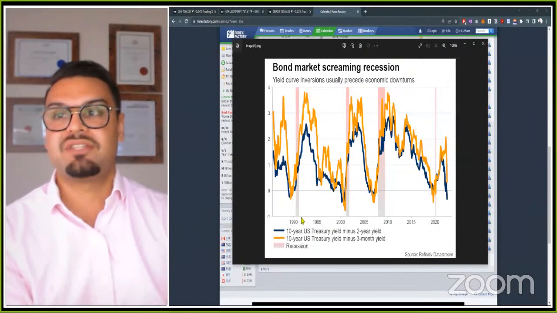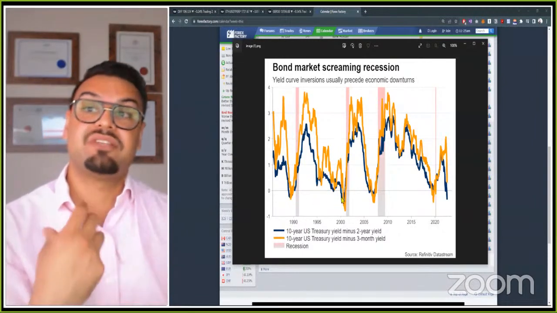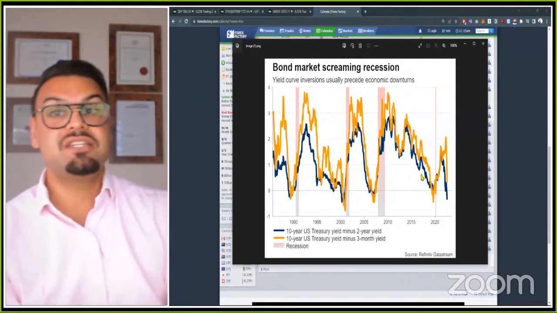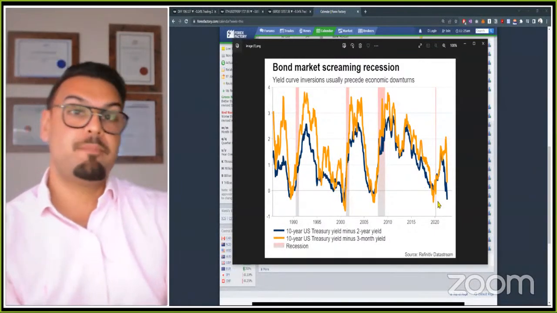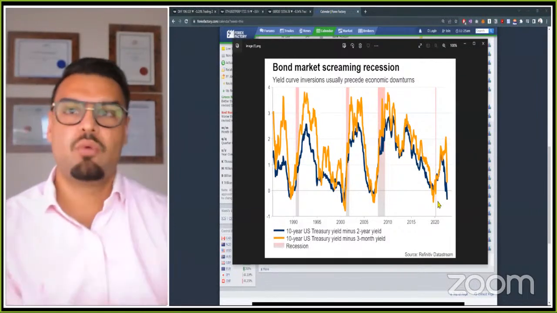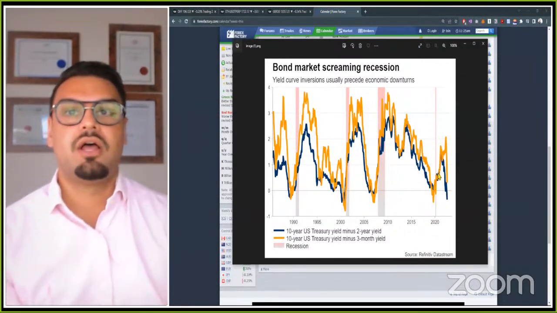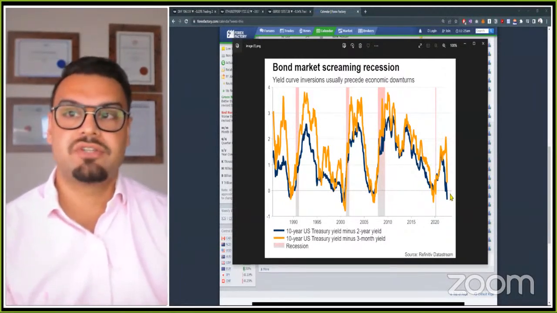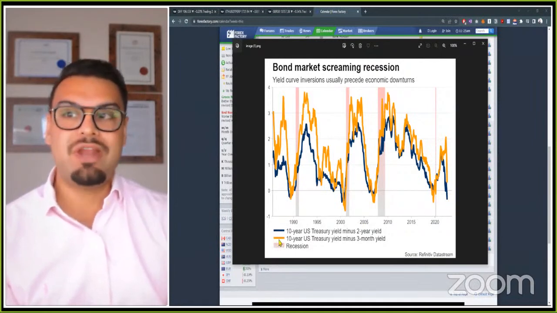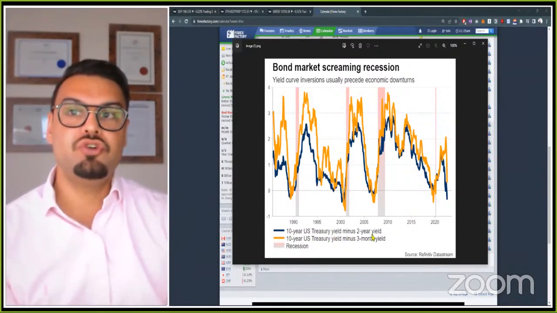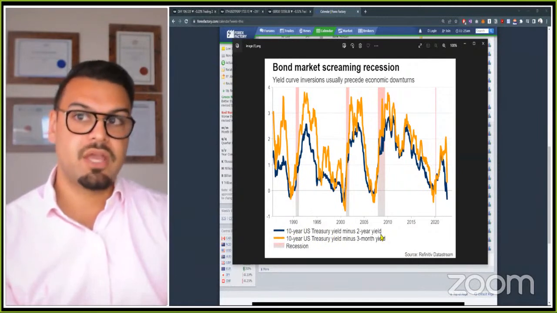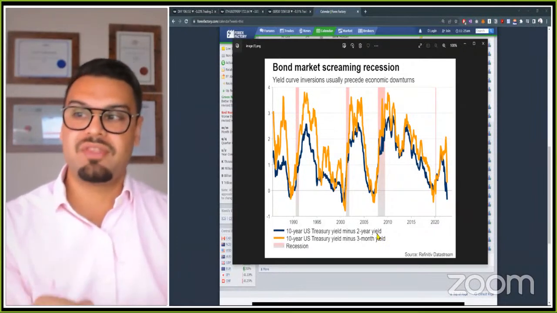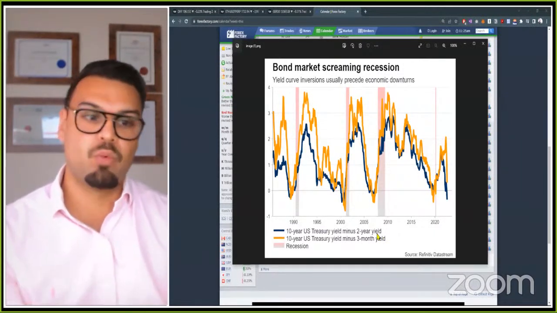We saw that taking place in the 1990s, in the 2000s, as well as the 2008 global financial crisis. It did also occur just before the pandemic recession, even though that was one of the shortest recessions in history. But again, we're heading in the same direction. We've certainly seen already the 10-year and 2-year yield inversion, but do note, that's not the most regarded one to view.